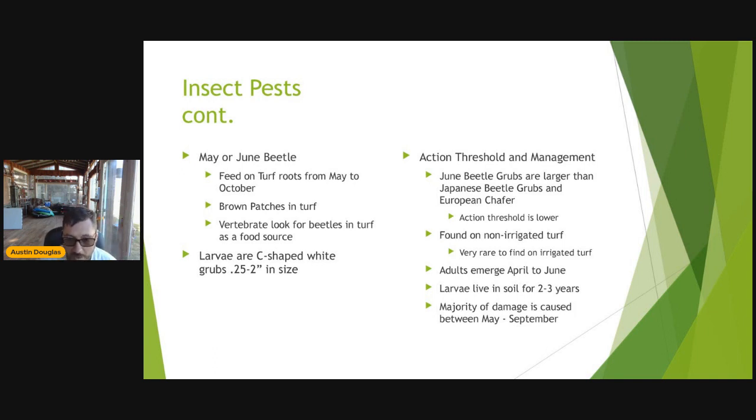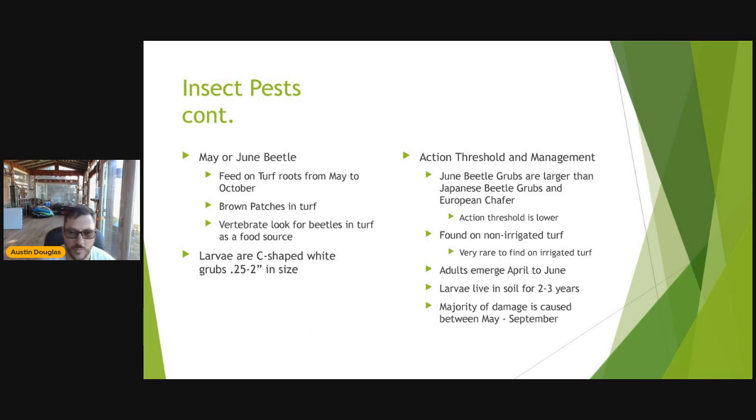The action threshold and management: June beetle grubs are larger than Japanese beetles, but they have a lower threshold. You can find these on non-irrigated turf. They're very rare to find on irrigated turf. So now we have Japanese beetles and June beetles, and then the European chafer beetle is something that prefers non-irrigated turf. So that's a good discernment if you look at the surroundings, what's going on at the residential properties. If it's a heavily irrigated turf, now you can eliminate the European chafer and gravitate towards the grubs that are causing damage. Sorry, non-irrigated turf. So these ones and the chafer are similar in that they don't like irrigated turf. I said that wrong. I'm sorry. And then the Japanese beetle prefers irrigated turf.